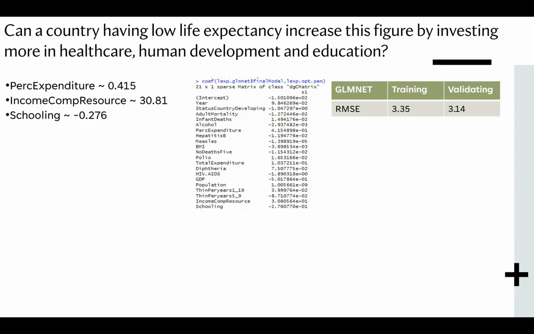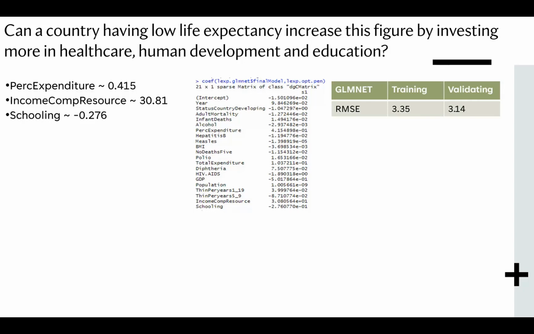Next, income composition of resources reflects the income composition of resources. The coefficient for this variable is quite substantial at approximately 30.81. A 1 unit increase in income composition of resources translates to an impressive rise of about 30.81 years in life expectancy. This signifies that countries with a greater income composition from various resources tend to enjoy significantly higher life expectancy.